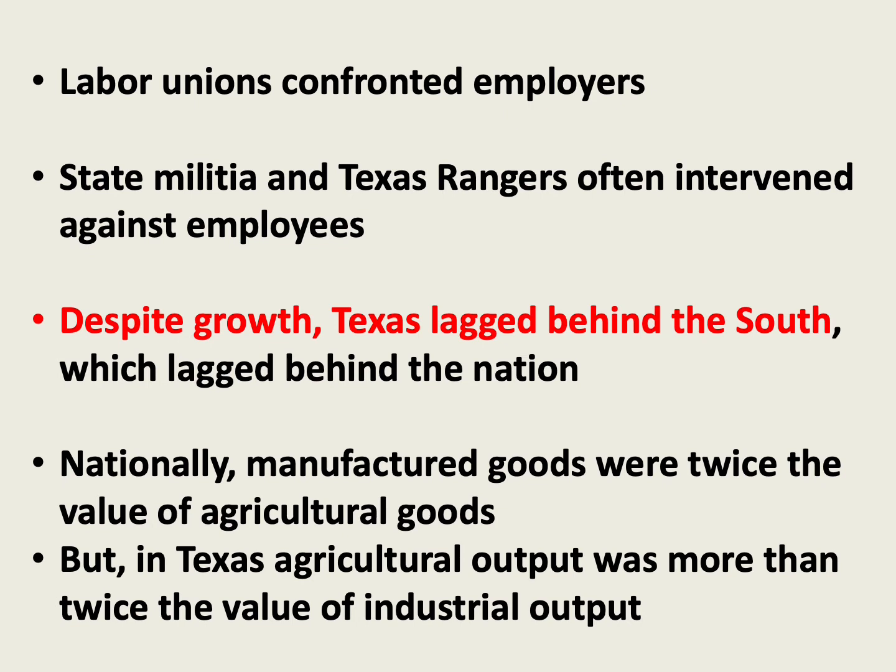Now, we've looked at this growth. As impressive as it may seem, it's not as good as even the rest of the South. And of course, the rest of the South lags significantly behind the nation as a whole. One indicator of that is if you look at the economy of a state. Nationally, manufactured goods were twice the value of agricultural goods in most other states. In Texas, it was just the opposite. Agricultural production was more than twice the value of industrial production.